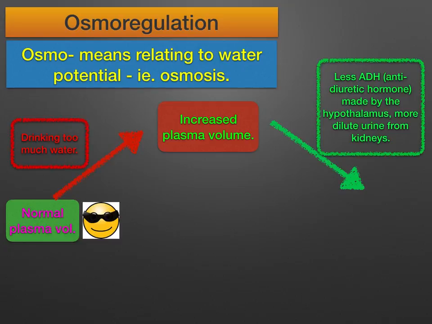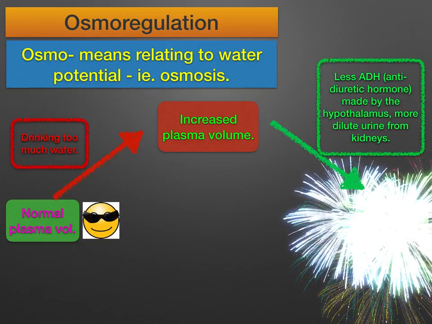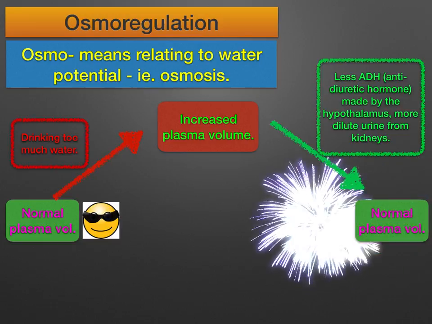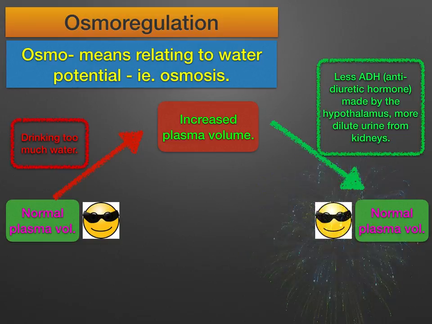The way the body responds to that is you've got a gland called the hypothalamus, which is located in the brain, and that releases a hormone called ADH. What ADH does is it controls the amount of water reabsorbed by the kidneys. So in response to the increased plasma volume, you make less ADH, which means there's more dilute urine because the kidneys reabsorb less water. So that gets you back to where you were to start with, having a normal plasma volume.